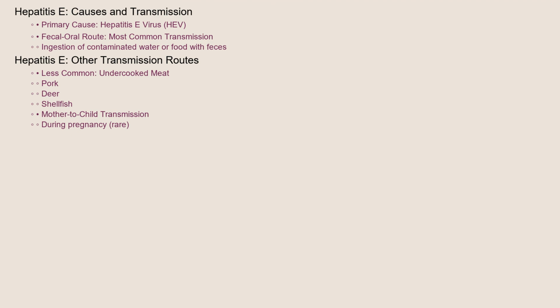Hepatitis E is primarily caused by the hepatitis E virus, or HEV. This virus is typically transmitted through the fecal-oral route. This means that HEV spreads when someone ingests something, usually water or food, that has been contaminated with the feces of an infected person. In developed countries, rare cases have also been linked to eating undercooked pork, deer, or shellfish. While less common, mother-to-child transmission during pregnancy is also possible.